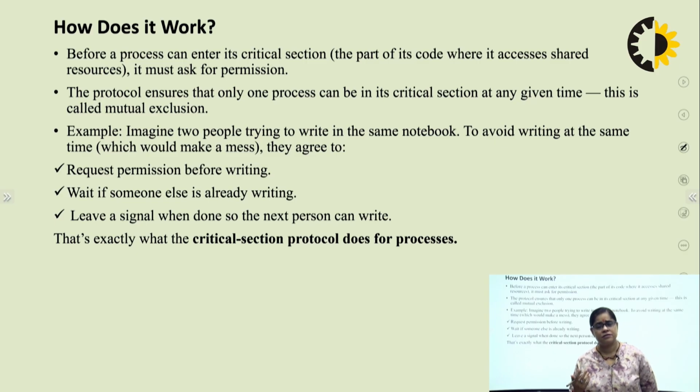Now, if one writer is writing, let us suppose writer X is writing, then writer Y is waiting for it. So that is a solution for that, right? After process X, or writer X, has completed the writing, it will leave a signal: yes, I have completed the writing. Now it is your turn. That is exactly what the critical section protocol does for processes.